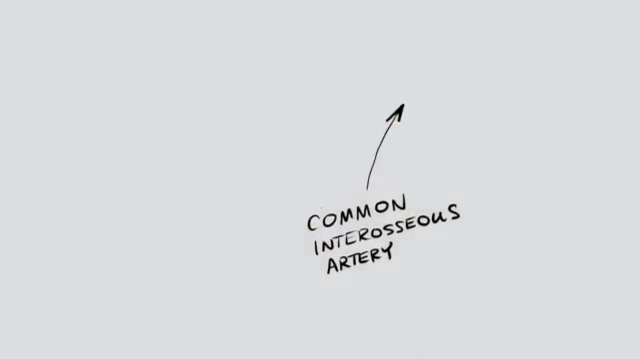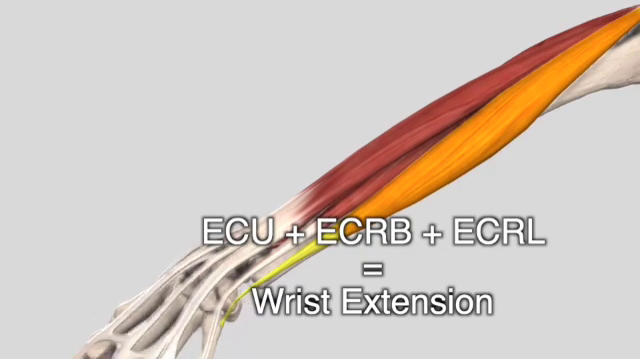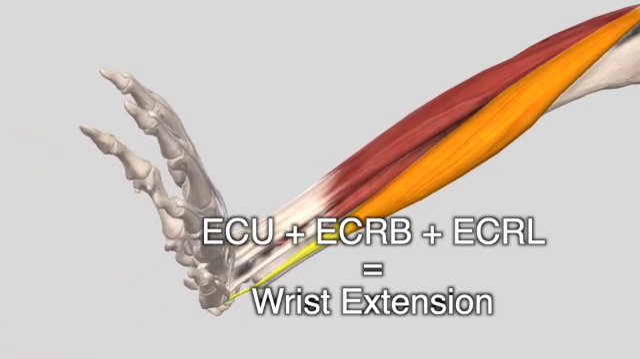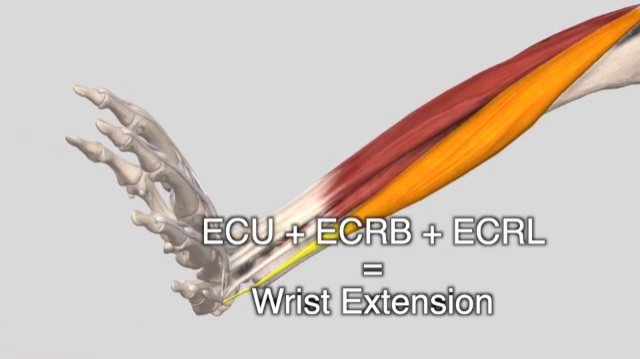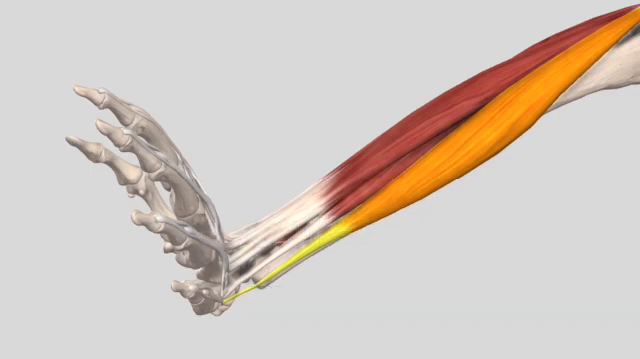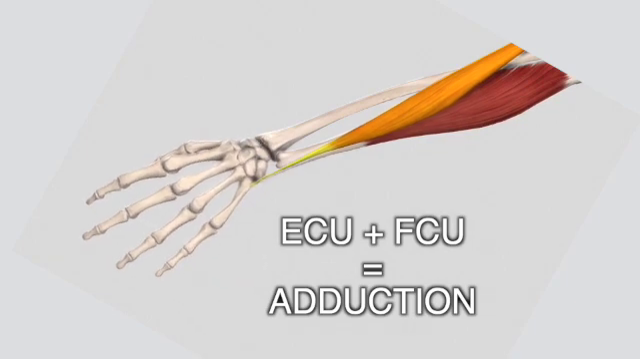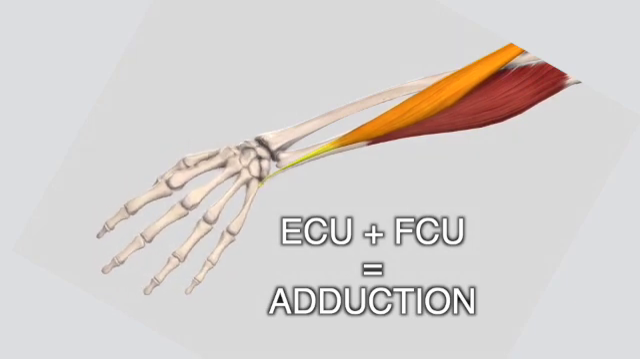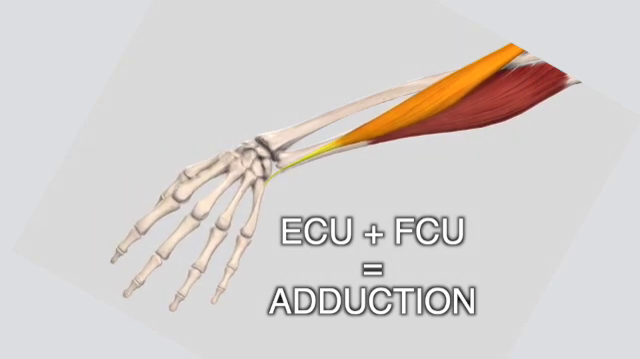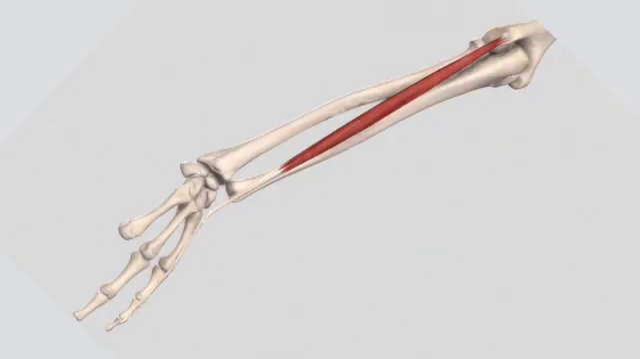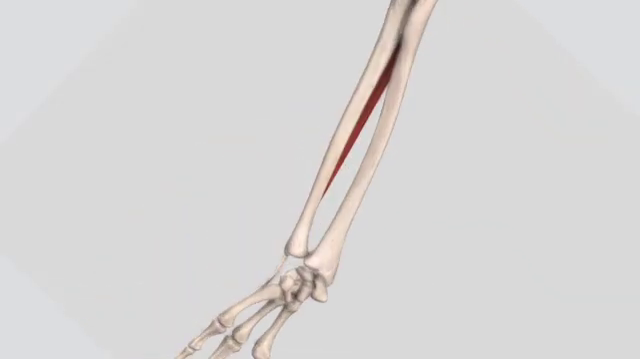The ECU is responsible for extending the hand at the radiocarpal joint, which happens when the extensor carpi radialis longus and brevis contract simultaneously with the ECU. The ECU also adducts the hand at the radiocarpal joint, which happens when the FCU and the ECU contract simultaneously. Extensor digiti minimi.